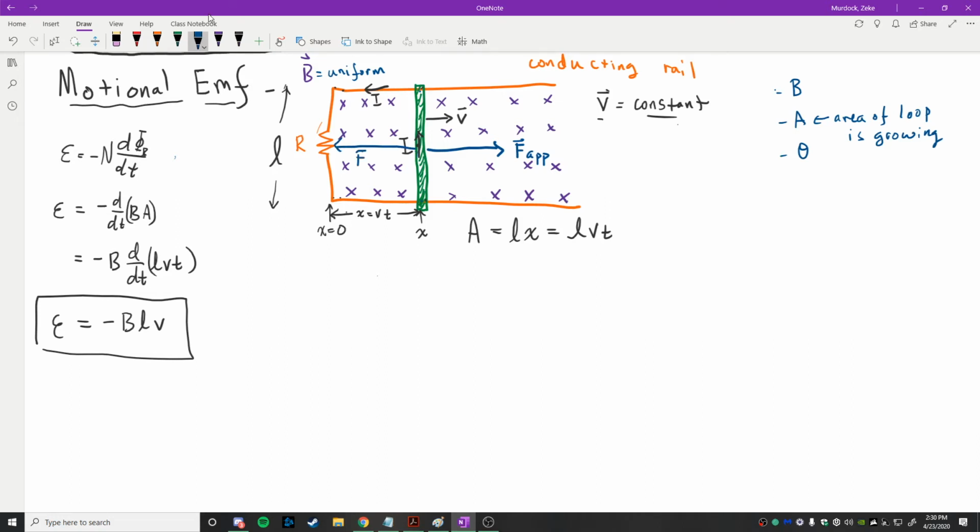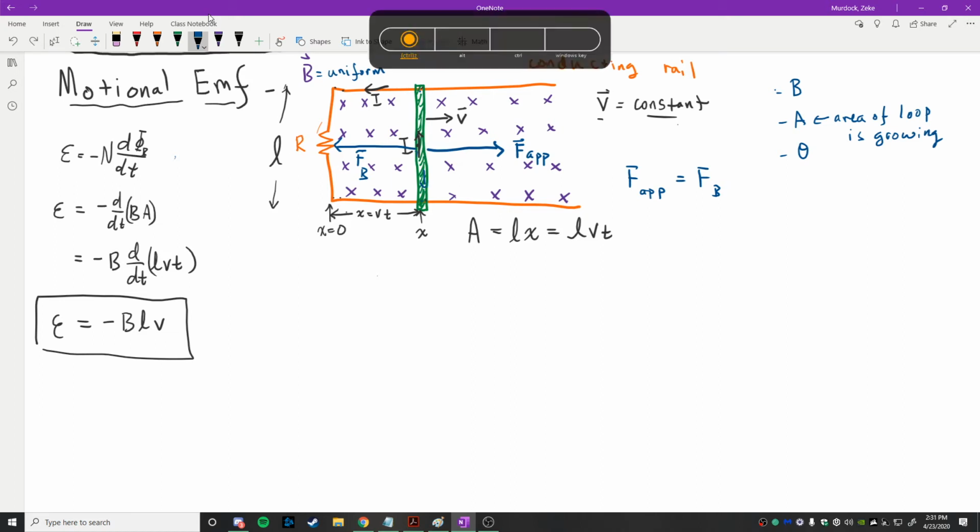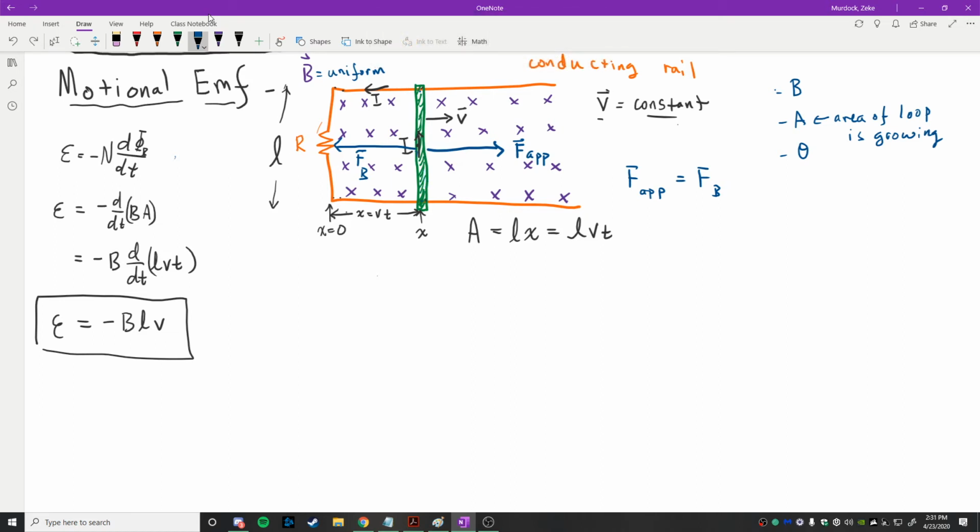There you go. And it has to be equal and opposite. The F applied, magnitude-wise, has to be equal to the magnetic force, right? And I want you to think about something else. Suppose that the current was actually flowing in the opposite direction. What direction would the magnetic force be? It'd be to the right, right? Do you guys agree with that? If the current was actually flowing down, the magnetic force would also be pointing to the right. Can you guys see that?